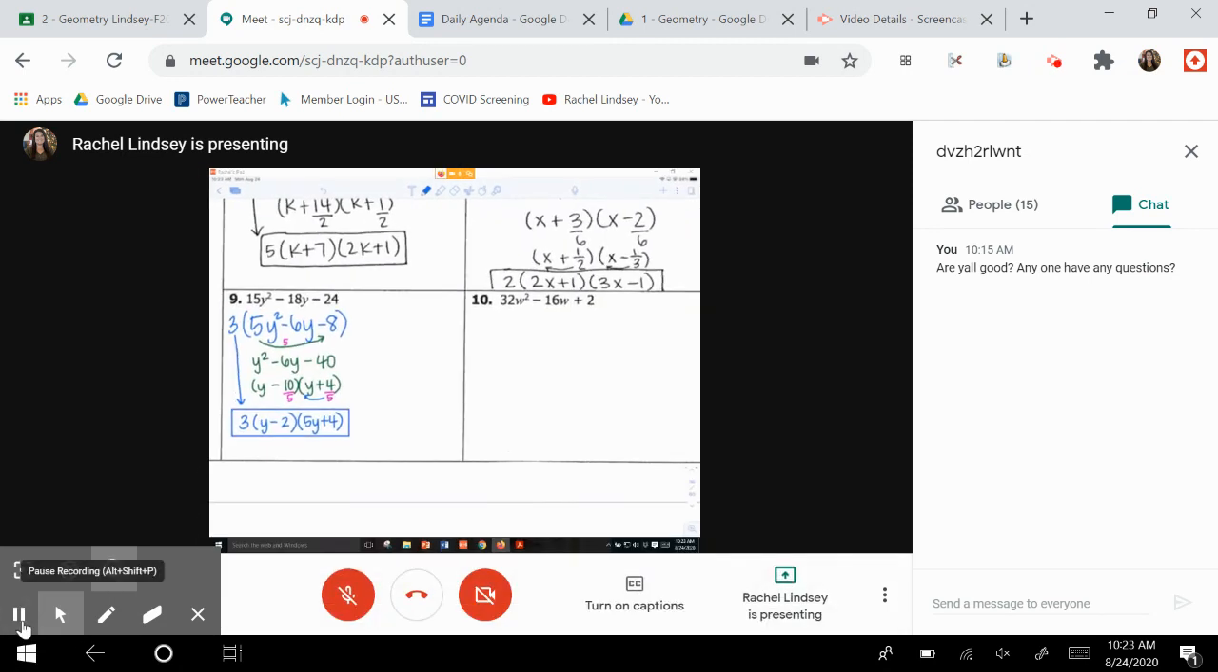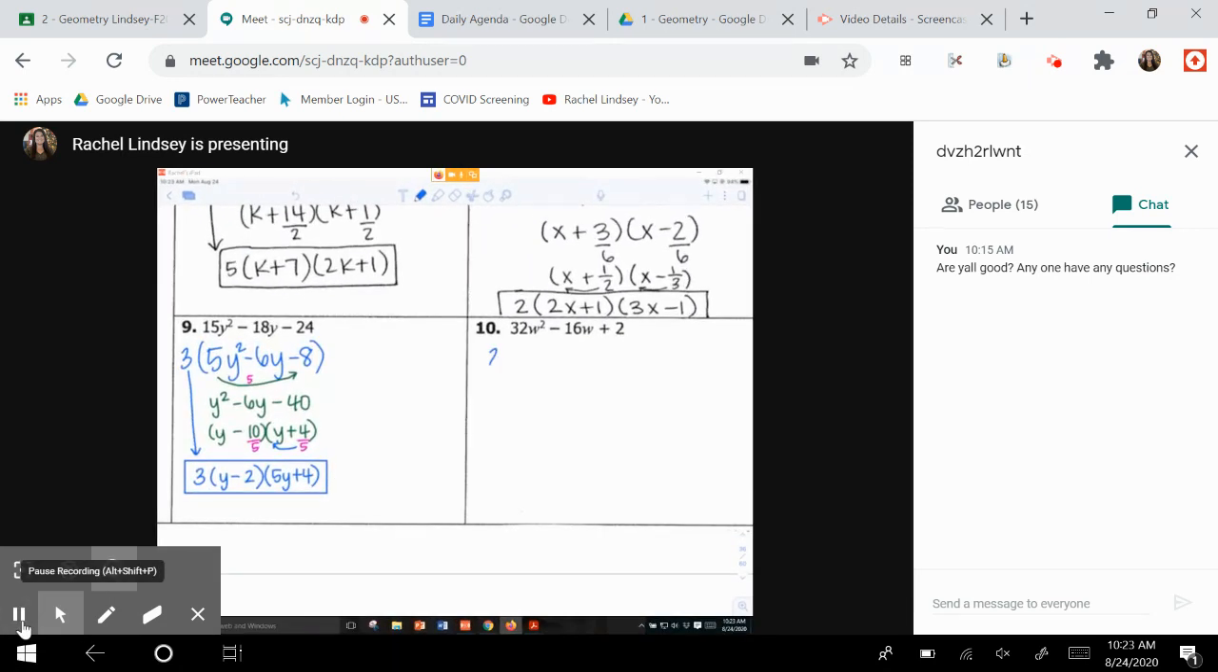Yes, 2. I can factor out a 2 on number 10. So what's 32 divided by 2? What's 16 divided by 2? 2 divided by 2 is 1.